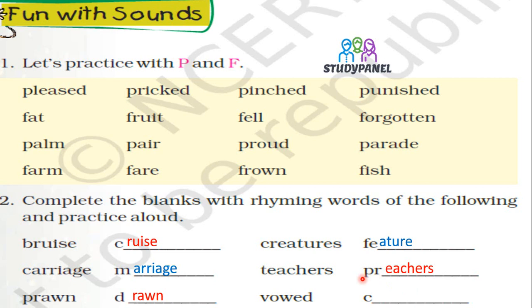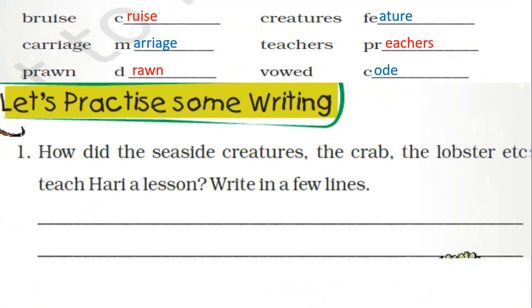Okay. Now, here is one more word, frown. I forgot to tell the meaning of this word, frown. Frown means displeasure or disapproval. If you don't like anything, it's a frown. Code. It is code. Like this you have to write.